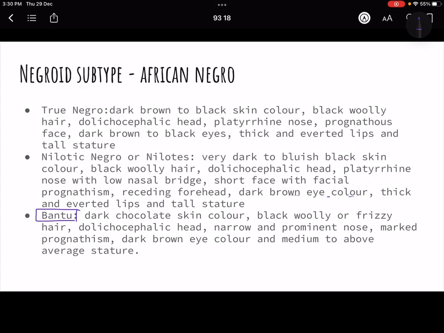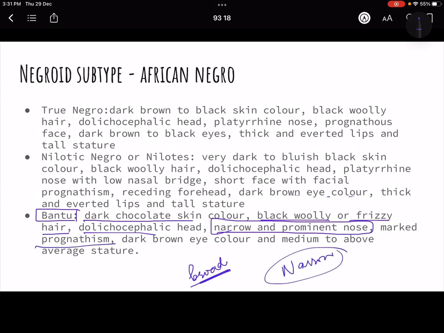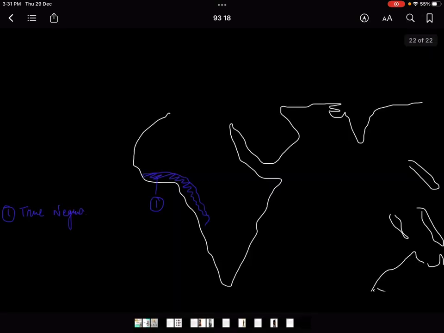Bantu, they are having dark chocolate skin, okay, and black woolly or frizzy hair, you can say. ठीक है, dark chocolate skin, black woolly frizzy hair, common characters. Dolichocephalic head, common. Narrow and prominent nose. Now this is different because generally we have a very broad depressed nose, right? But in Bantus we are seeing narrow and prominent nose. So this is something that you can remember, narrow and prominent nose. Marked prognathism, dark brown eye color, medium to above stature. So that means बाकी सब common है, इसमें narrow and prominent nose you can remember, right?